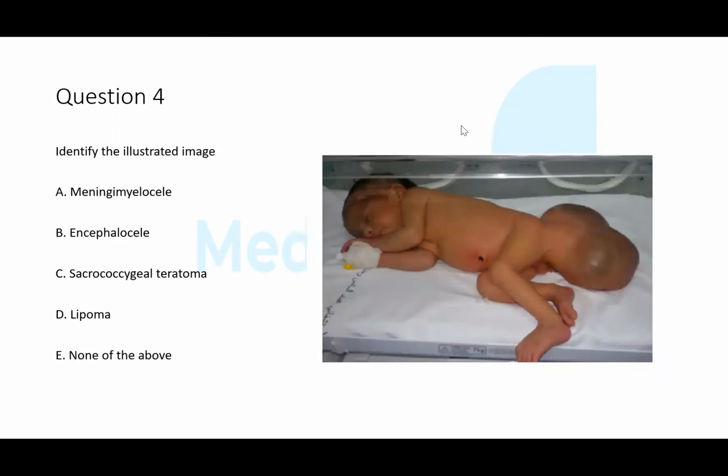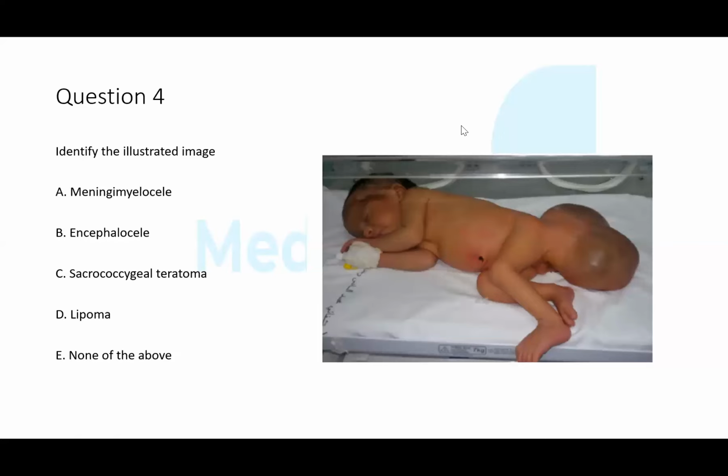Okay, identify the illustrated image: meningomyelocele, encephalocele, sarcoplastia, teratoma, lipoma, none of the above. So the image that is shown in this picture is for meningomyelocele. The defect is usually in the lumbosacral region for most patients. It could manifest as occulta or cystica. Cystica is the one that is covered, occulta is the one that is hidden. There's a defect in that lumbar vertebra, and as a result of that, you see the spinal cord protruding out of that, together with the meninges, the arachnoid and the dura mater, all of them protruding out of the defect.